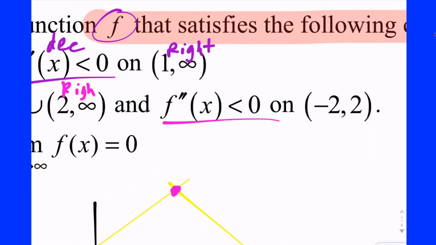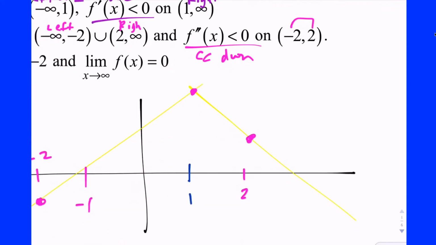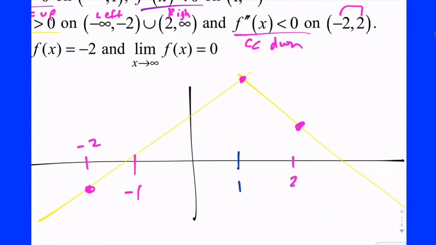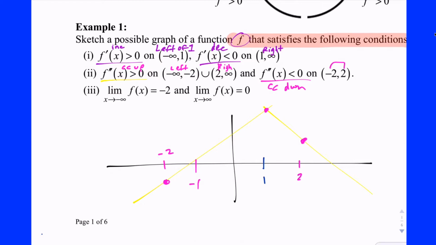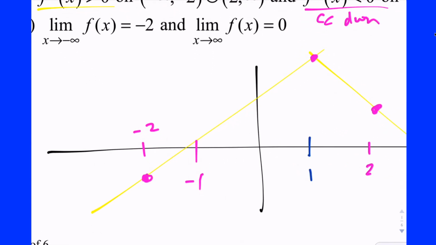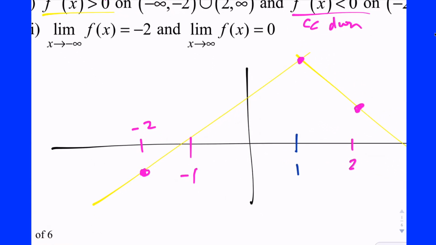I also know that the second derivative is less than 0. That means f is concave down, like a frown, betwixt negative 2 and 2. So down like a frown. Okay, I got that, down like a frown. So I can now connect some of these dots, knowing if it's increasing, decreasing, and concave up or down.